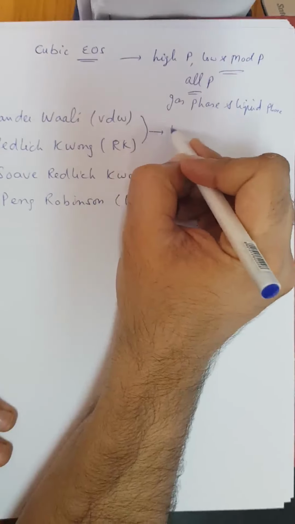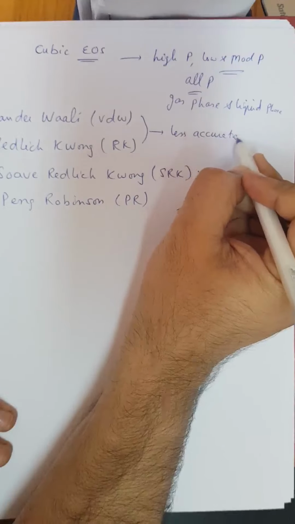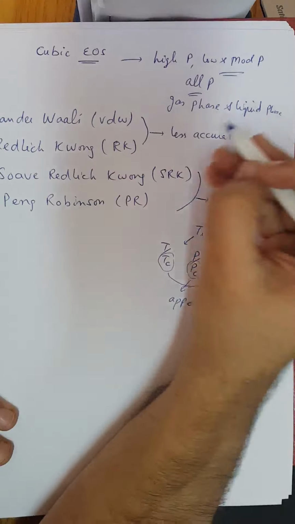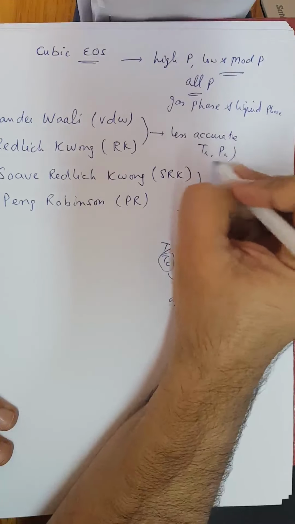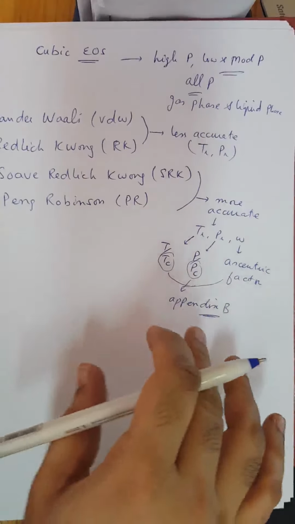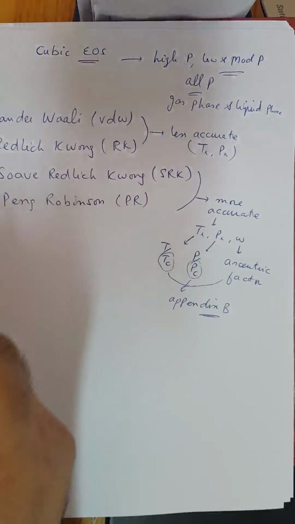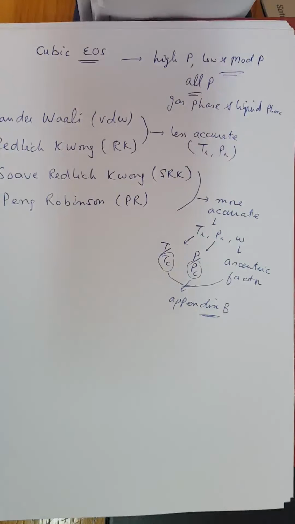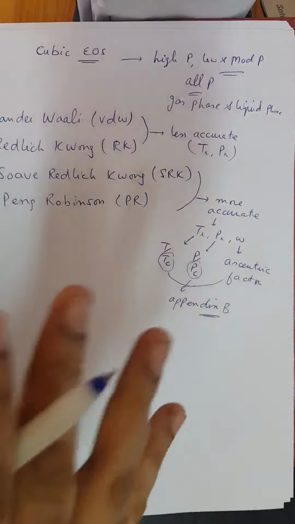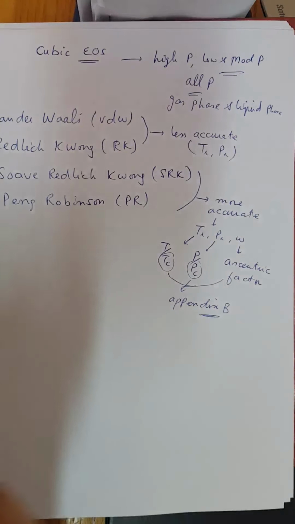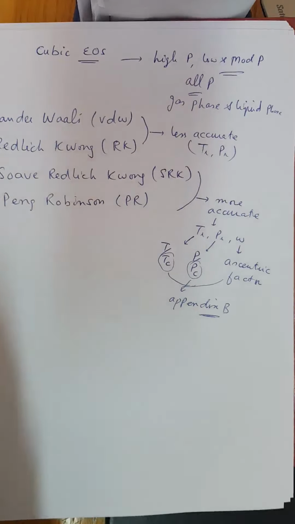So these are less accurate, because they depend upon two parameters, TR and PR only. If you compare the virial equation of state with the cubic, we cannot make a general rule, and sometimes it can be the other way, but generally at low pressure the virial equation of state is more accurate compared to the cubic equation of state.